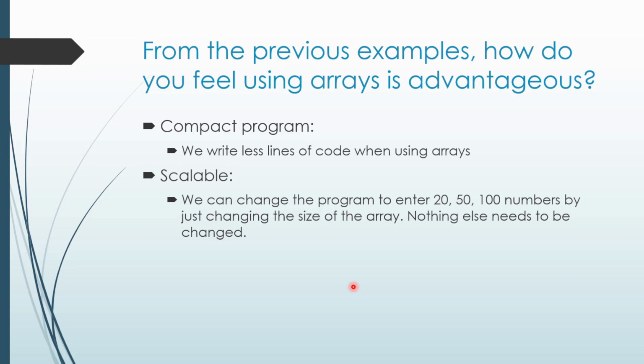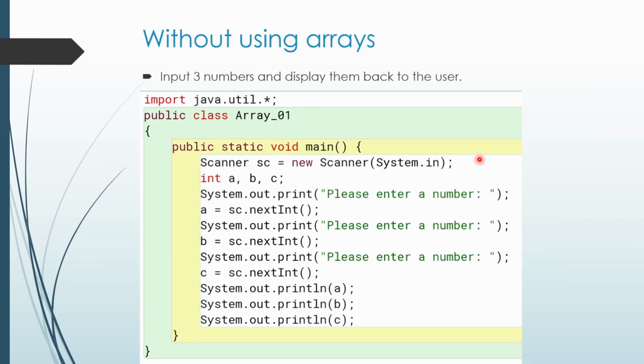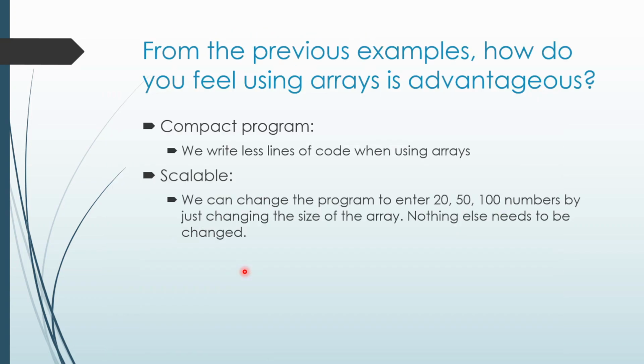Now, from the previous examples, what advantages do you see in using arrays? First of all, the program is compact. We write fewer lines of code when using arrays. When we created the program with variables, we kept on repeating the same statements again and again, depending on how many variables we were creating. But in arrays, we don't do that. We just create a for loop, and the for loop makes sure that your work is done.